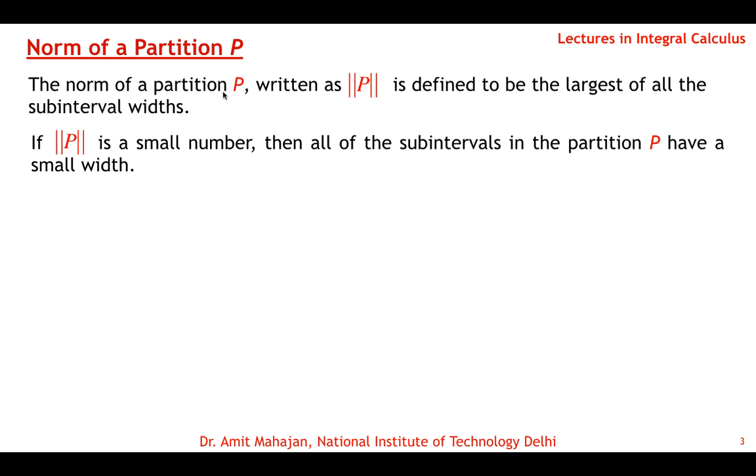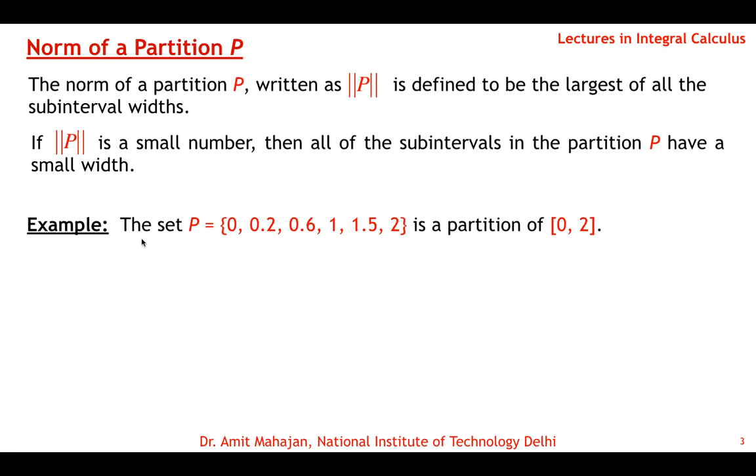So that means if there is a partition, we can calculate the subinterval widths of those partitions, and the width of the largest subinterval will be denoted by this symbol, norm of the partition. So if norm P is a small number, then all of the subintervals in the partition P have small width, because norm P denotes the largest width of the subintervals. So if it is a small number, then all subintervals will be small.